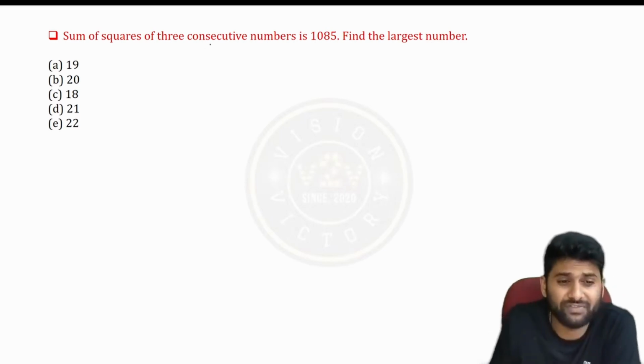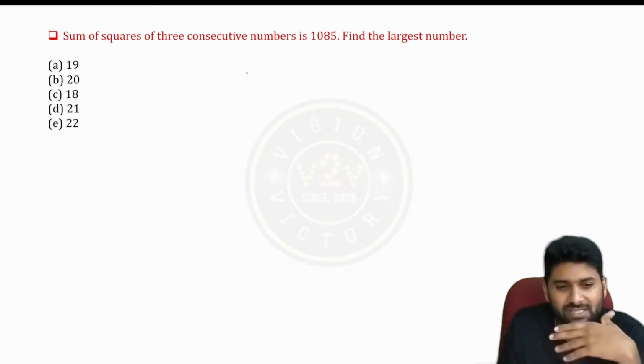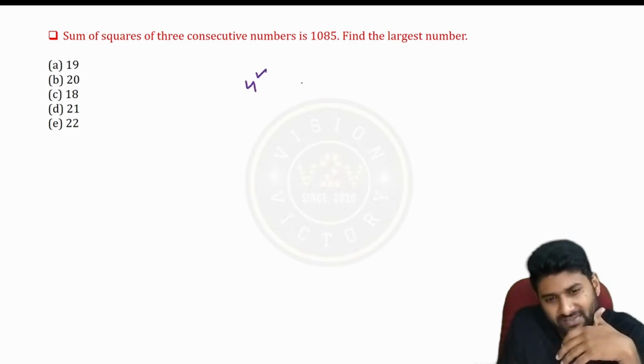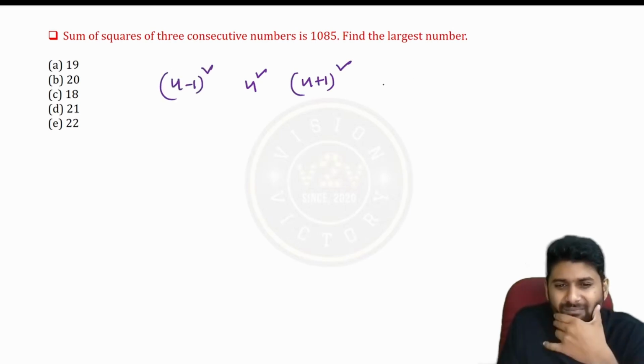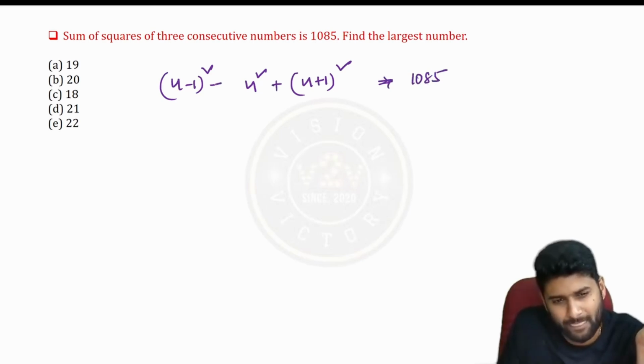Sum of the squares of three consecutive numbers. Three consecutive numbers, so the difference from number to number is exactly equal to 1. Let's take it this way: n squared, this is (n plus 1) squared, and let's take the previous, (n minus 1) squared. If you add all these numbers, you will get 1085.